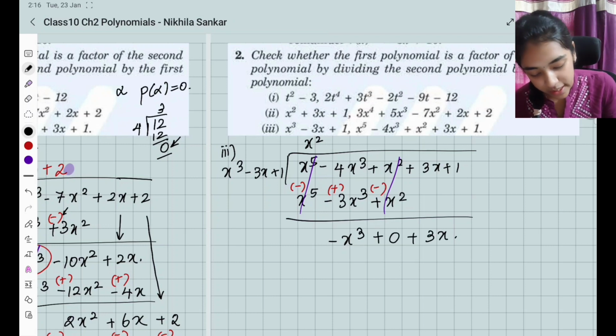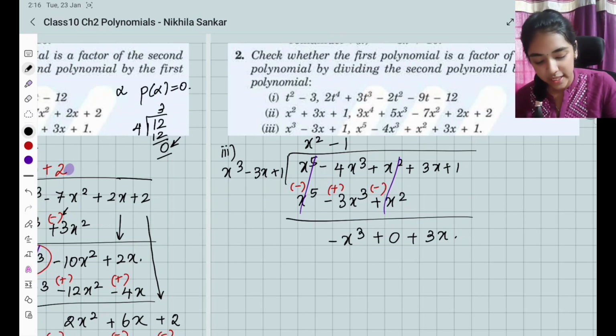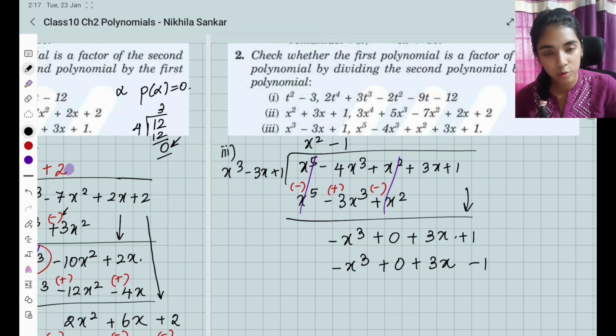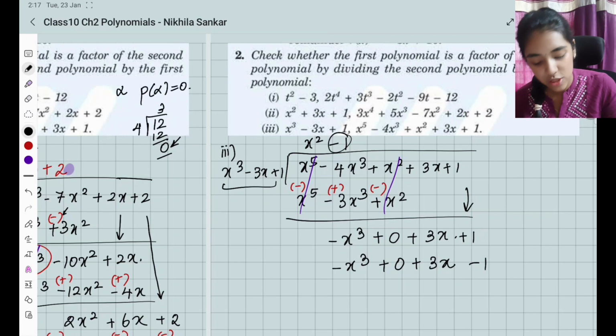Okay. Now in the quotient I have to do minus 1. x square minus 1, right? So here I have minus x cube plus 3x. So in this place 0 plus 3x then minus 1. So I can also bring the 1. So plus 1. Understood? I am multiplying minus 1 with this whole thing.